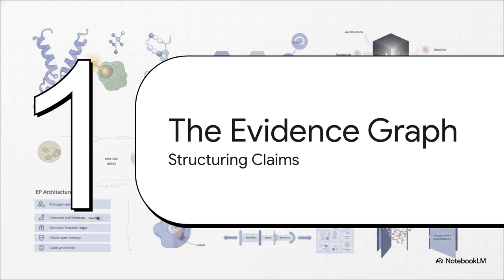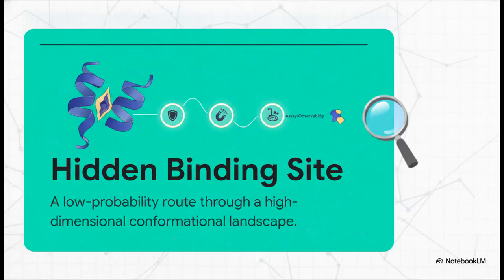Let's see how this works in practice in Section 4, Building the Evidence Graph. Say an AI discovers a hidden binding site. Under the EP framework, that discovery isn't treated as some miraculous, unexplainable event. It has to be mapped out as an energy path. You have to validate why that site exists, under what specific state, and for what exact class of ligand. It takes a wild prediction and forces it to become a controlled, testable hypothesis.